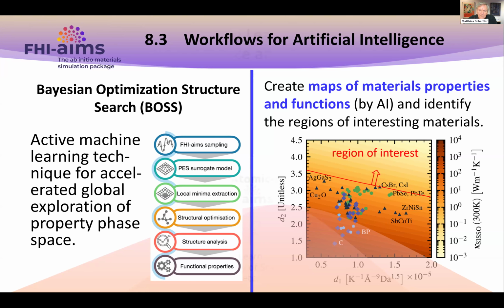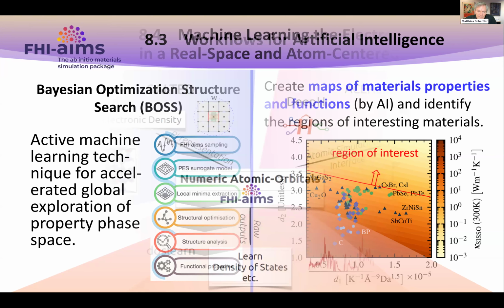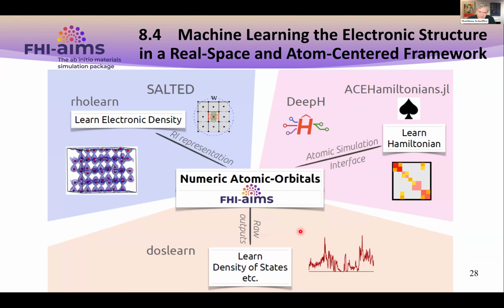Machine learning the electronic structure in a real space and atom-centered framework. This is contribution 8.4. This contribution describes machine learning methods that target the electronic density or the Kohn-Sham Hamiltonian. This here is a sketch of the ecosystem of machine learning ML methods for the electronic structure that are interfaced to FHI-aims. Specifically, these are SALTED, a symmetry-adapted Gaussian process regression approach. There is ROW-learn, there is DOS-learn, and on the right side, you see DeepH and ACE Hamiltonians.